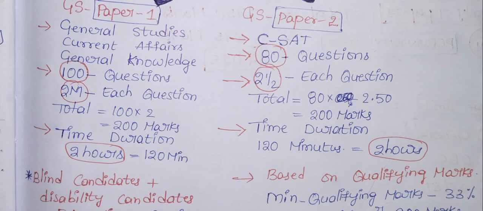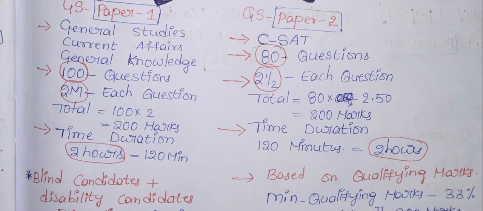So how many questions are in paper 1? 100 questions will be there. Each question carries 2 marks, so 100 into 2 is 200 marks. The time duration for GS paper 1 is 2 hours, which means 120 minutes.